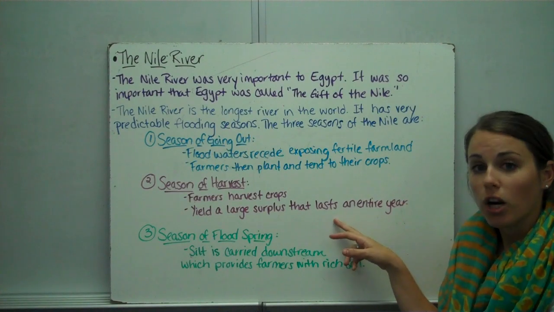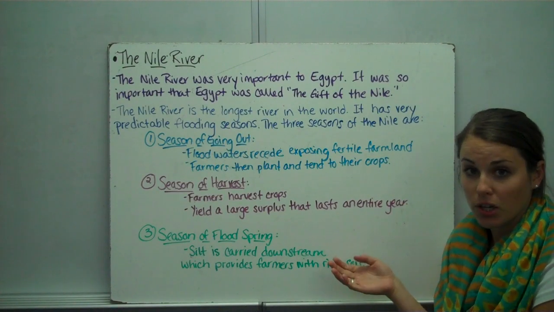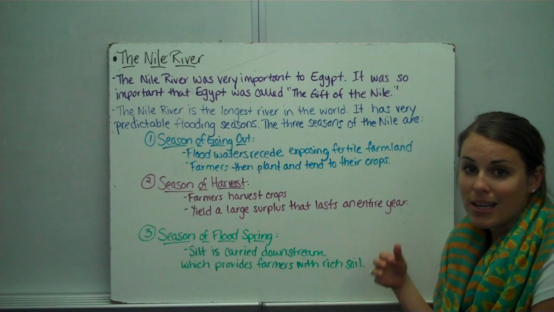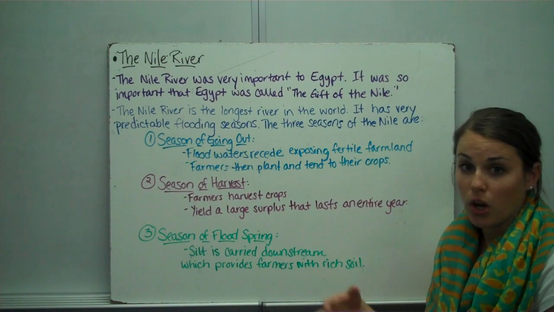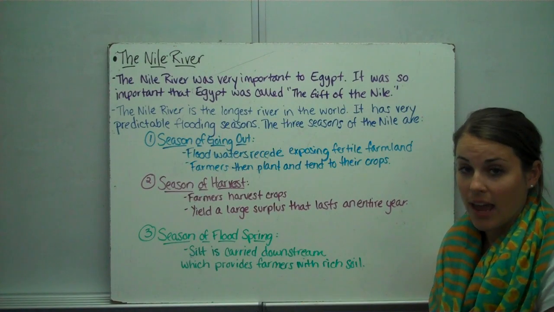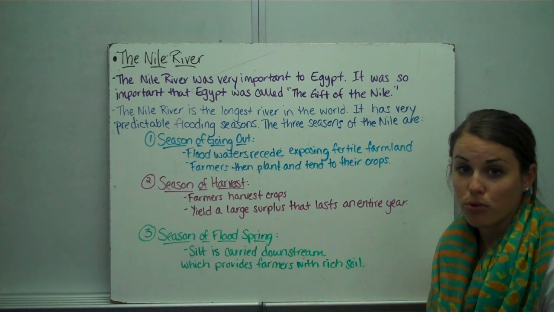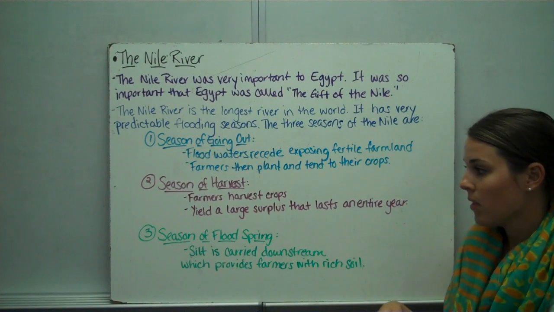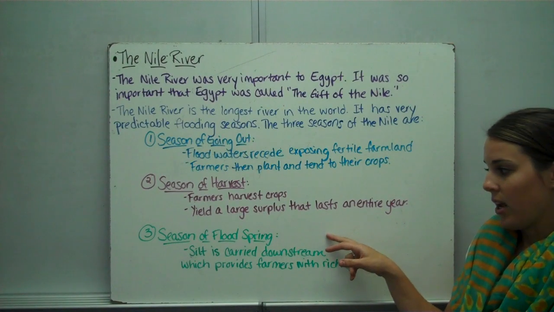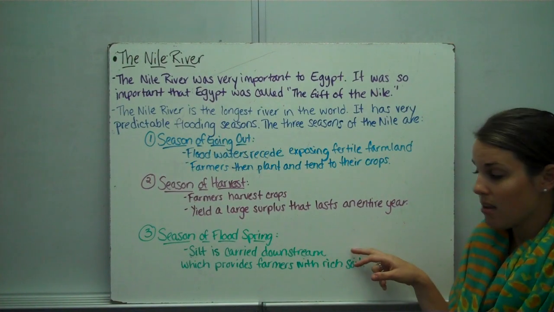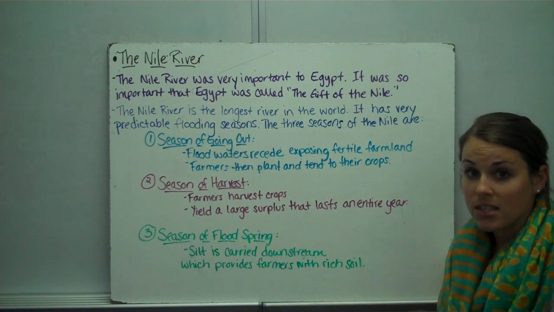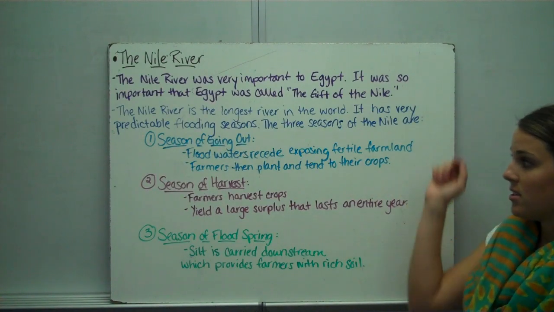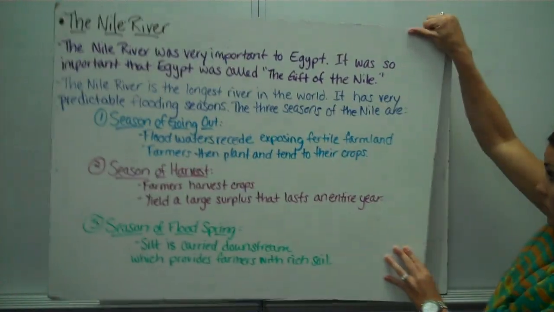Then you have the season of harvest, where farmers harvest their crops. That yields a large surplus that lasts an entire year. So harvest means they go in, get the crops, get everything they have, and they have enough food to last them the entire year. Then you have the season of flood spring. Silt is carried downstream, which provides farmers with rich silt. So you can see it's this cycle, okay, the three seasons of the Nile.